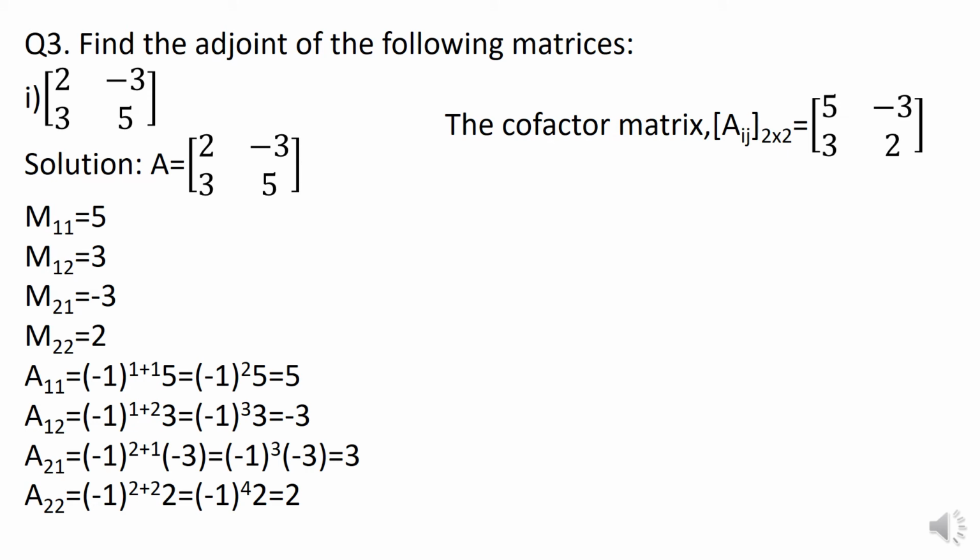Do you remember? Yes, you have to find the transpose of the cofactor matrix by interchanging the rows and columns of the cofactor matrix. Thus you find Aij transpose, which is adj A, that is adjoint of A. That is the end of the particular sum.